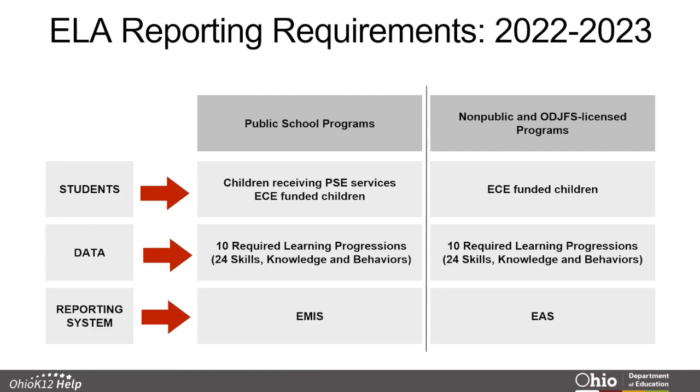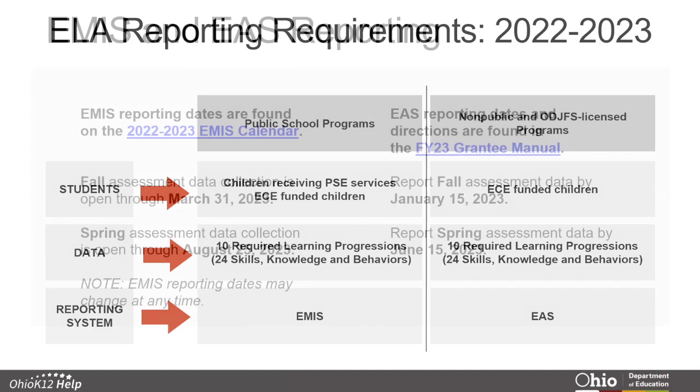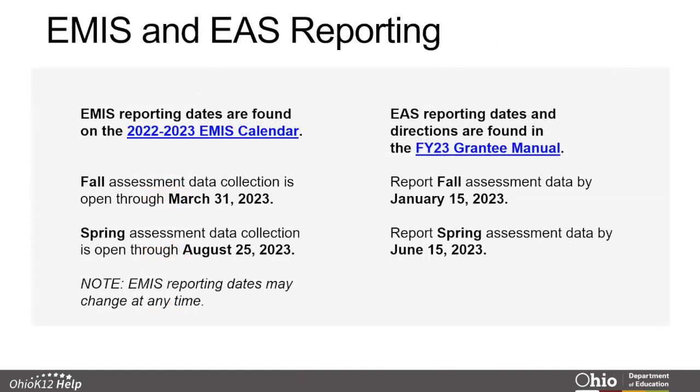So there is an ELA reporting requirement document that I believe we can post in the chat too for you, which is good for programs to learn where they're reporting to if they don't know already. The EMIS and EAS reporting. EMIS reporting dates are found on the 2022-2023 EMIS calendar, and there's a hyperlink there, and that is also in the notes as well that you'll see.